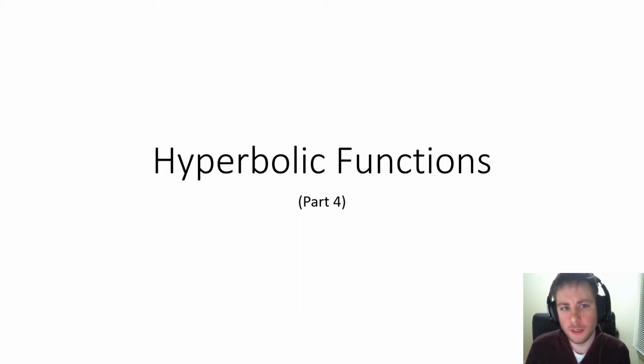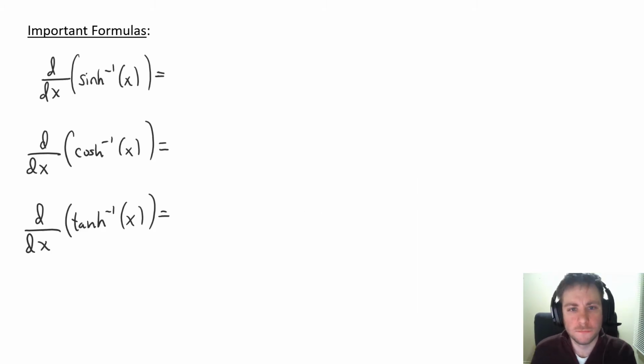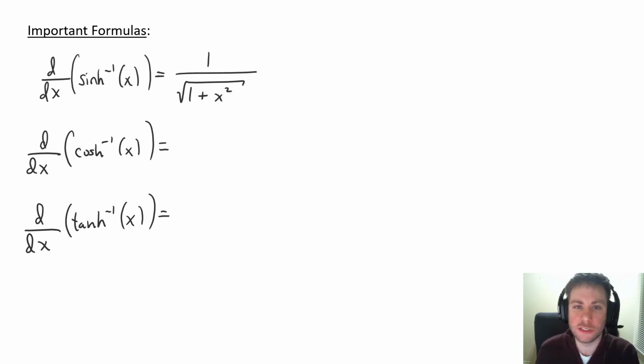Hi everyone. In the previous video, we defined the inverse hyperbolic functions, and in this video, we'll look at their derivatives and antiderivatives. So let's state the derivatives of arcsinh, arccosh, and arctanh. First of all, the derivative of arcsinh is 1 over the square root of 1 plus x squared.